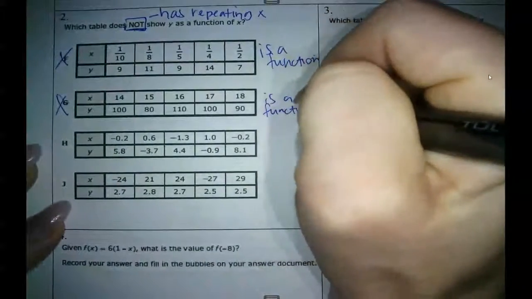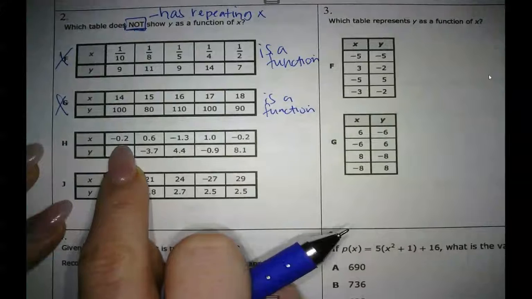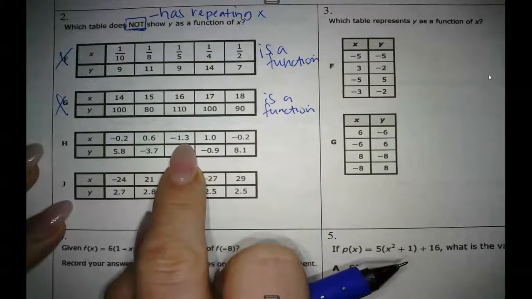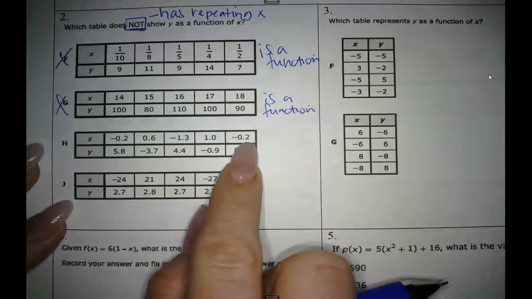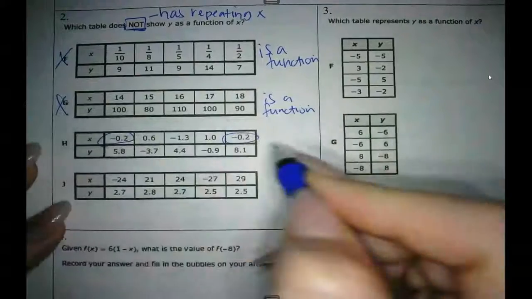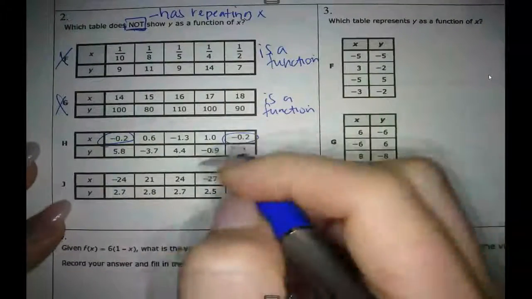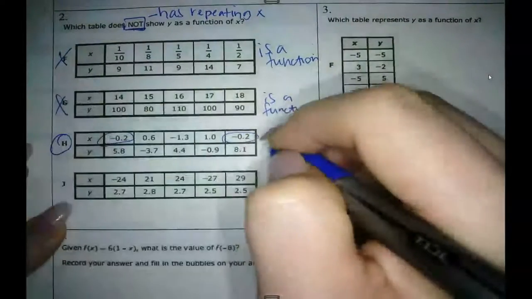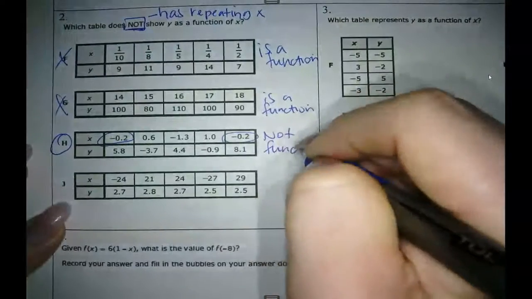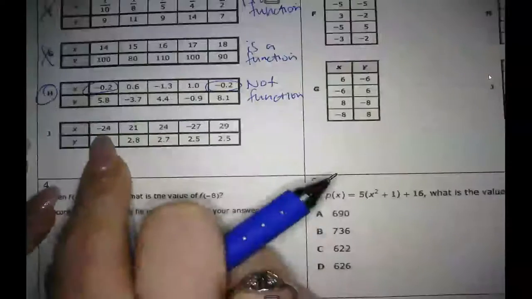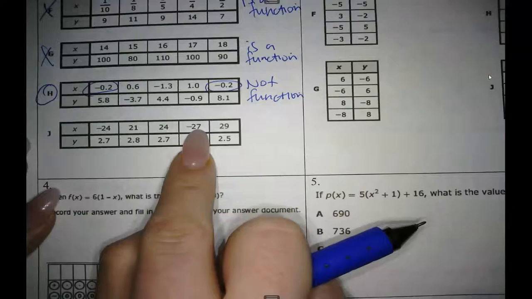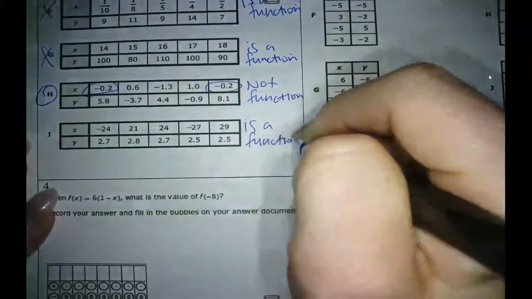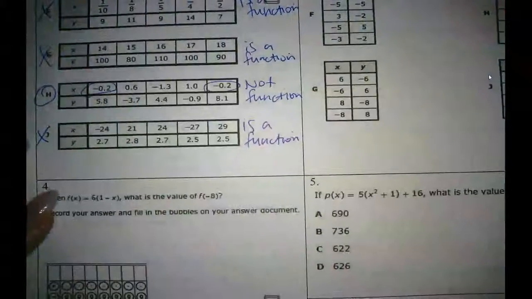14, 15, 16, 17, 18. That one is a function. Negative 0.2, 0.6, negative 1.3, 1, negative 2.1, negative 0.2. Those are repeating, so this one is not a function. Let's just check J, negative 24, 21, 24, negative 27, 29. That one is a function. So that's not what we were looking for.